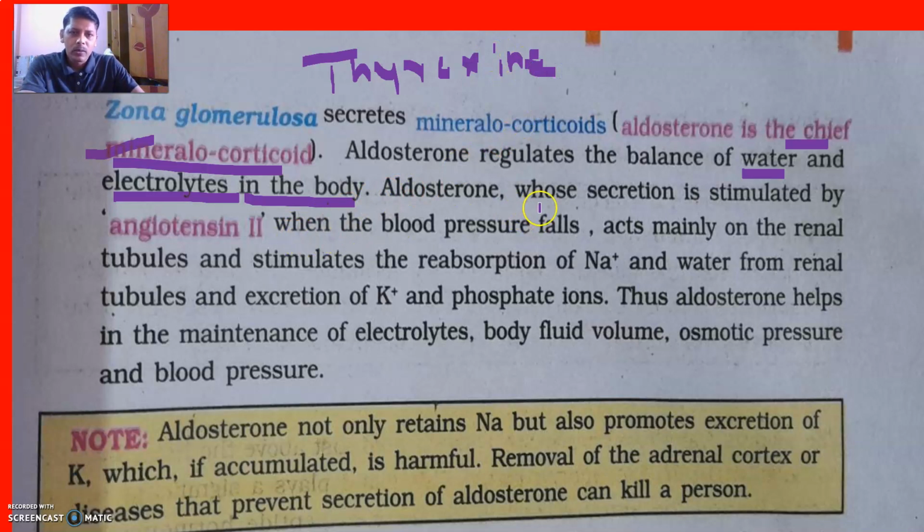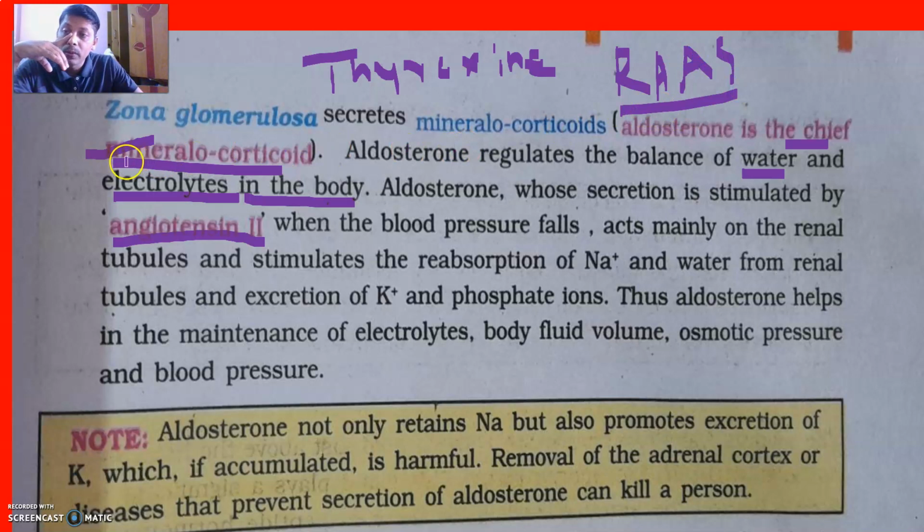Aldosterone, whose secretion is stimulated by angiotensin 2, you learned in the kidney lesson. For aldosterone to be secreted, this hormone must be there. What is that? Angiotensin, a powerful vasoconstrictor. Aldosterone secretion is stimulated by angiotensin 2 when blood pressure falls. Once you see RAS, it means renin, angiotensin, aldosterone system.